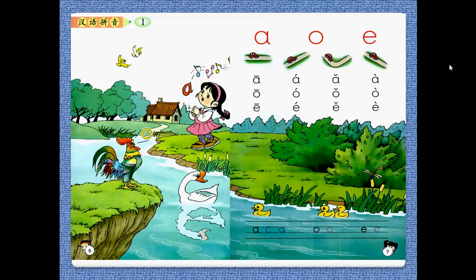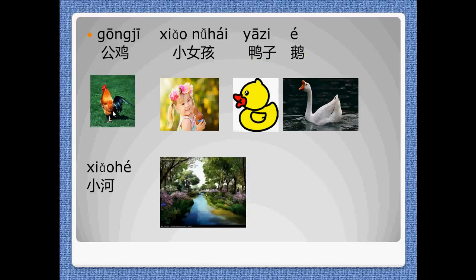Okay, in this picture, you can find some certain things, such as animals or sceneries. So now we are going to learn some simple Chinese words as well. The first picture you see, in Chinese it means 公鸡, but in English it is rooster or cock. So the first one is 公鸡, 公鸡. And the second picture is a small girl. Let's see, 小女孩, 小女孩.